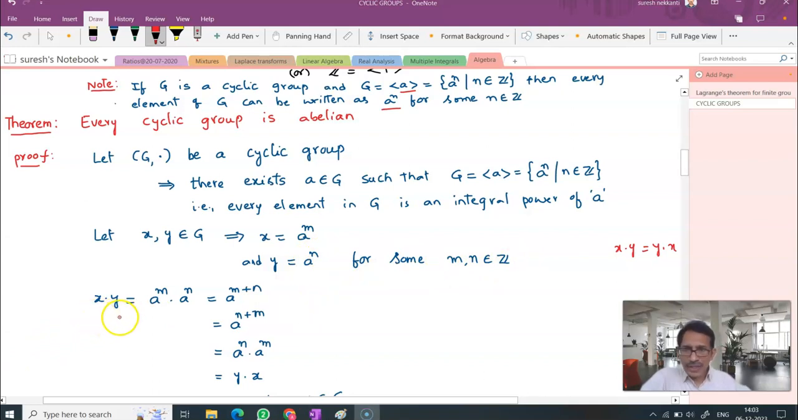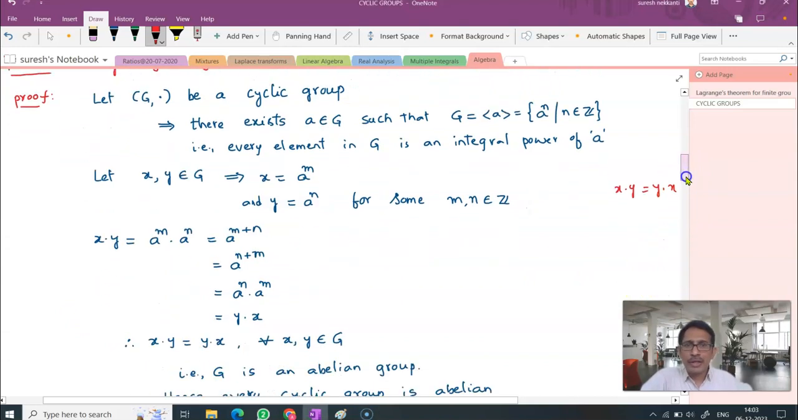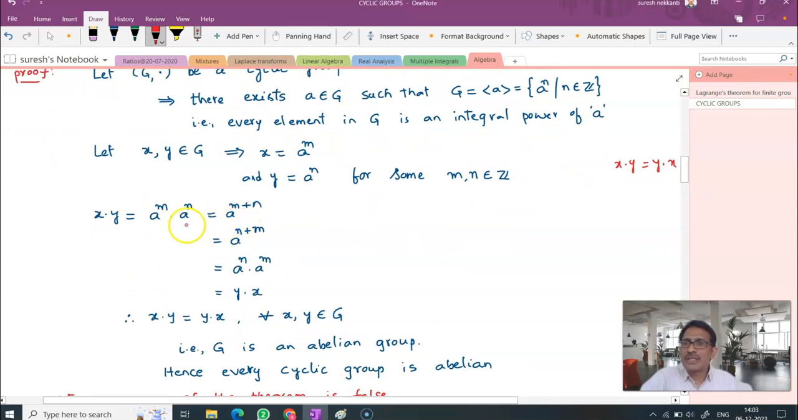Now, consider x·y. Clearly, that is equal to a^m times a^n, and by using the law of integral exponents, a^m times a^n is nothing but a^(m+n). The values m+n and n+m are the same because both m and n are integers; add any two integers in any order, they give the same result. So a^(m+n) can be written as a^(n+m), and this can be rewritten as a^n times a^m. And a^n is y, and a^m is x. Therefore x·y is equal to y·x, and this is true for all x, y belonging to G. Therefore G is an abelian group. Hence, every cyclic group is abelian.